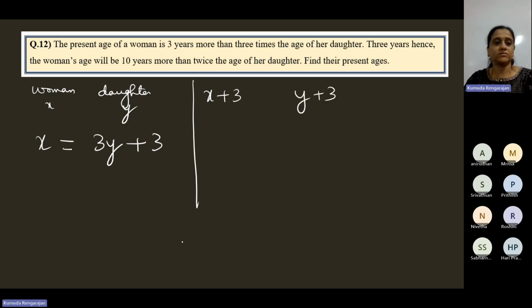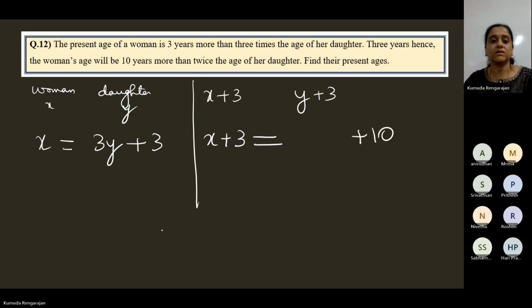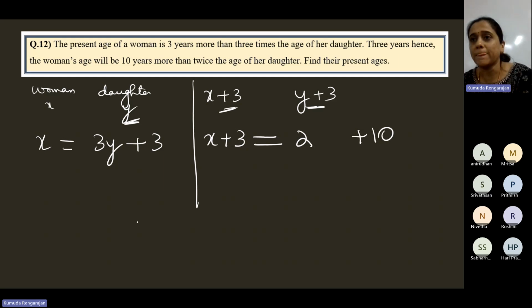3 years hence, the woman's age will be equal to 10 years more than twice the age of her daughter. Twice the age of her daughter, not this age. We are not there. We are into the future. You should use only these ages. Don't get confused. Which age should you use, Y or Y plus 3? We are 3 years into the future, so we are not in the present. So in the future, what is the daughter's age? Y plus 3. So you should use that only.